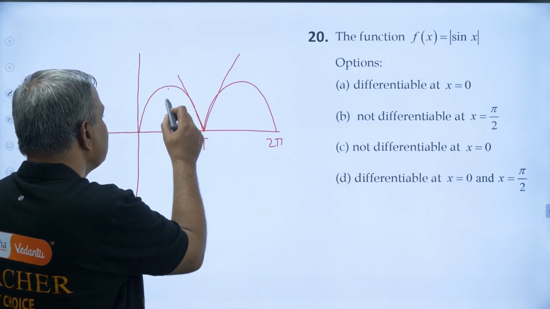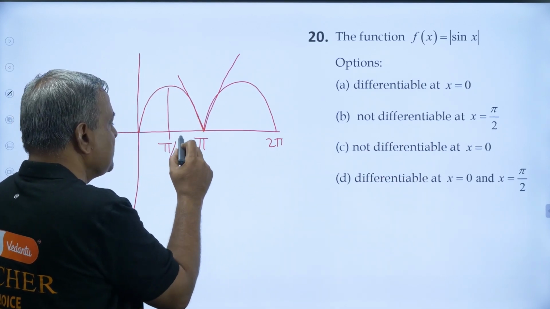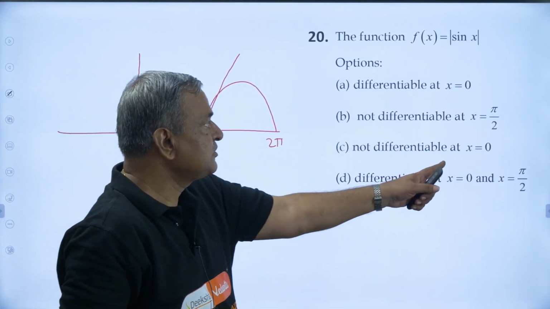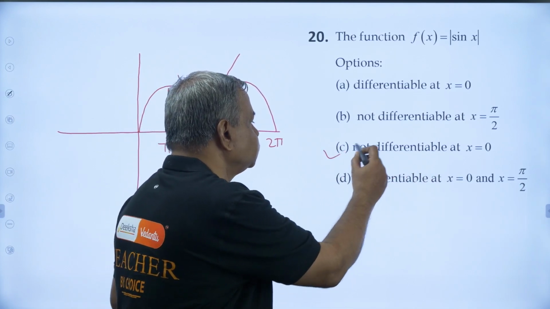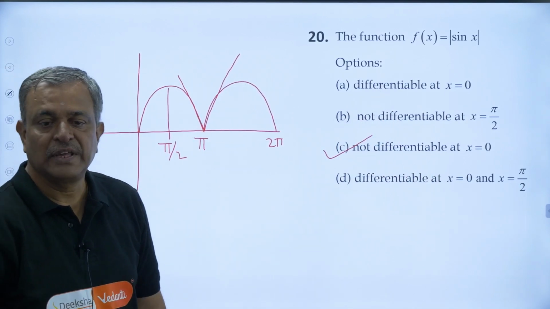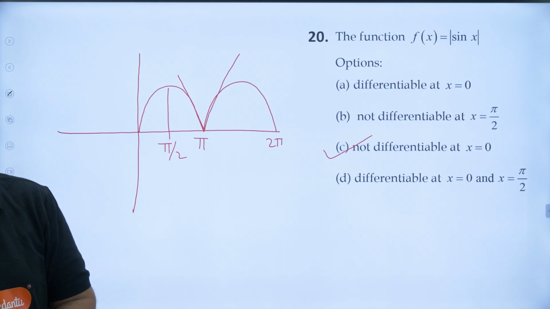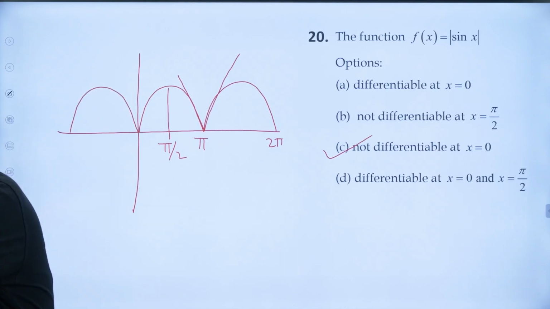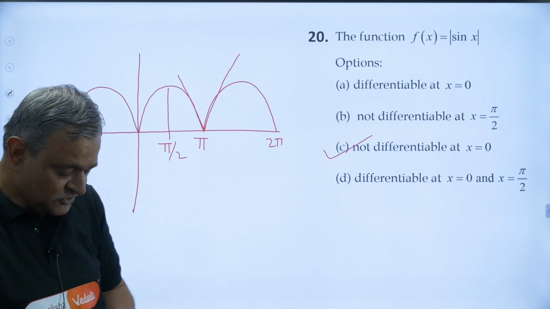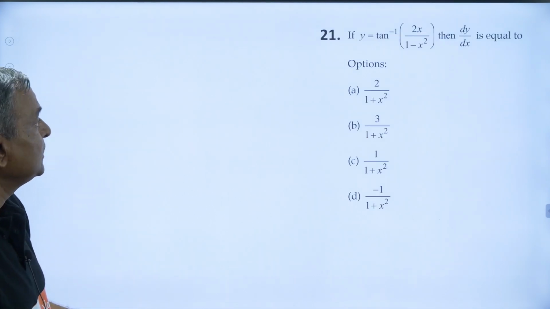Differentiable at pi by 2. Pi by 2 is here, no? Differentiable at pi by 2. Not differentiable at x equal to 0. Okay, not differentiable at x equal to 0. Clearly the graph says so. I am just checking the answers. Otherwise, if any mistake happens, at least we can cross verify.